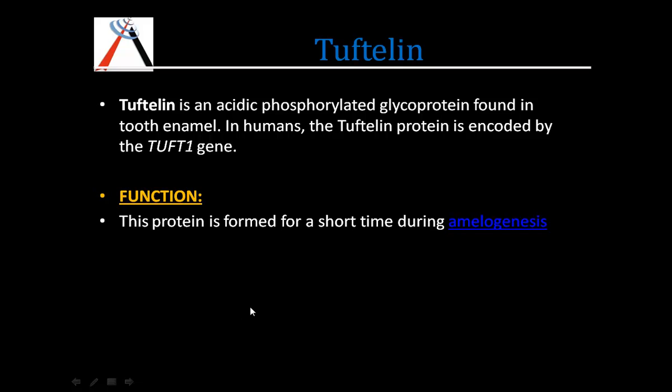Tuftelin is an acidic phosphorylated glycoprotein and it is encoded by the gene TUFT1. Now this protein does not have a very important role in the process of amelogenesis, but it is known to be present for a short time during this process.